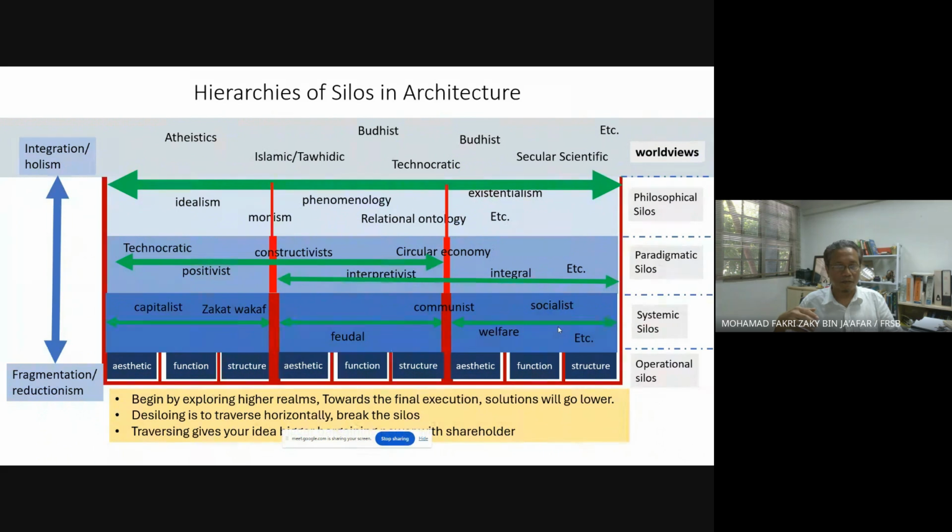And you would realize that the solution for one particular problem can come from a different compartment, and you can pick and choose which one would be more suitable to solve your problem. So desiloing is trying to traverse horizontally, to move in between the silos. If you are able to do that, then your idea has bigger bargaining power with stakeholders. For example, in a design, you can offer a different perspective in solving a problem. Sometimes when we are focused on a specific project, we tend to think that certain solutions are only within certain options, but actually we can have wider options if we think beyond the operational silo.